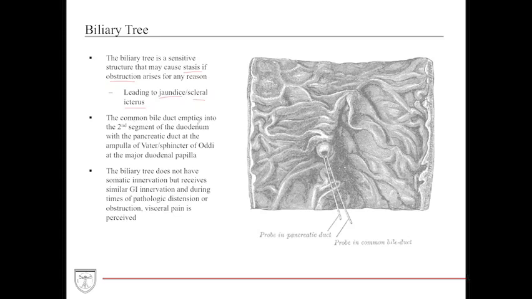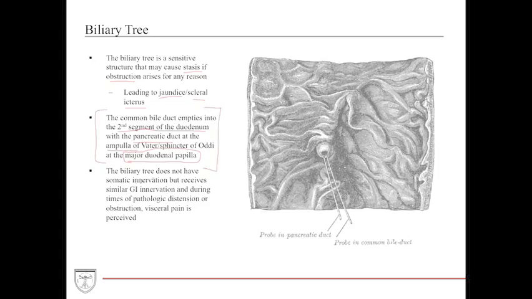So the common bile duct empties into the second segment of the duodenum, as discussed before, at the union site of the pancreatic duct at the ampulla of Vater, surrounded by the muscle of the sphincter of Oddi at the major duodenal papilla. This is a very dense paragraph, but this is something that's very important to memorize.